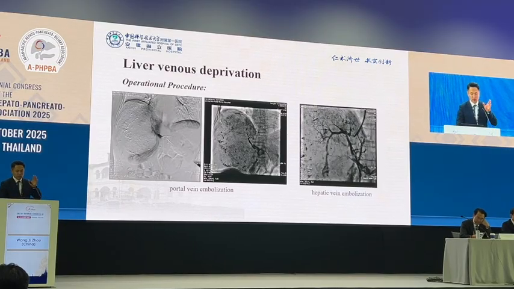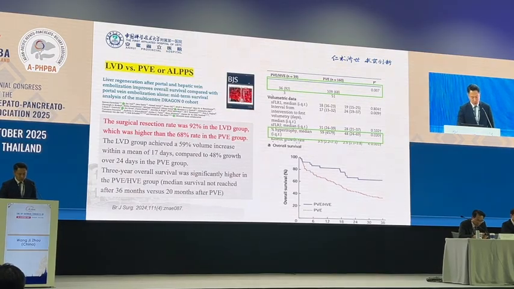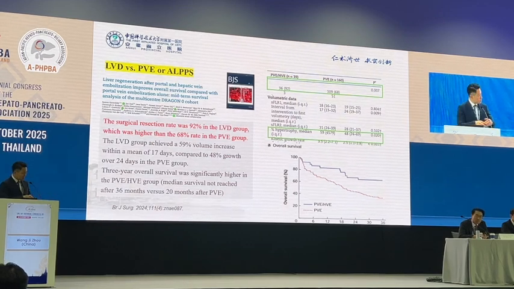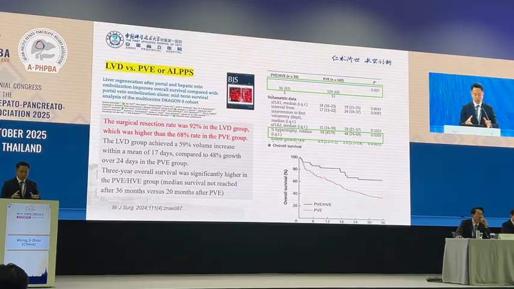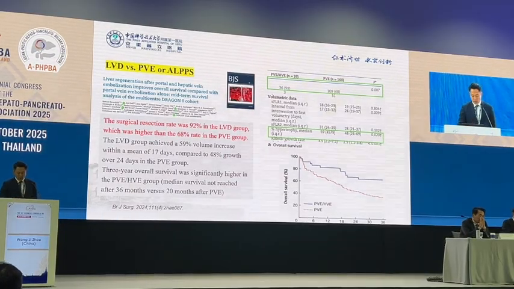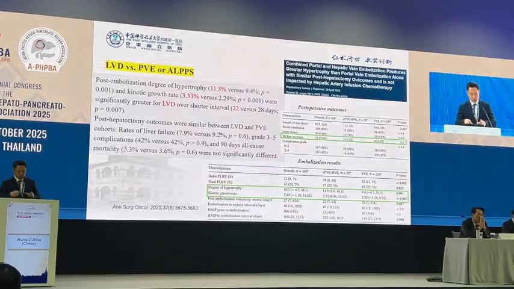Actually, there are several ways to reach the right hepatic vein, percutaneous puncture or through the jugular vein. Sometimes the right hepatic vein embolization is not enough, so we combine the middle hepatic vein and right hepatic vein embolization for the extended LVD. So what about the results of LVD? According to this publication, the surgical resection rate was 92% in the LVD group. This is much higher than the 68% of the PVE group. And the interval of the procedure was shorter in the LVD group.